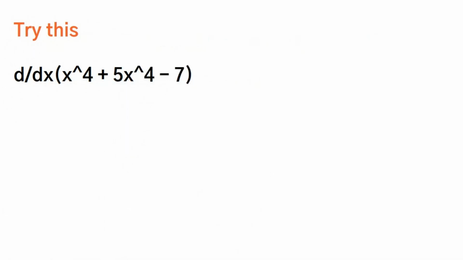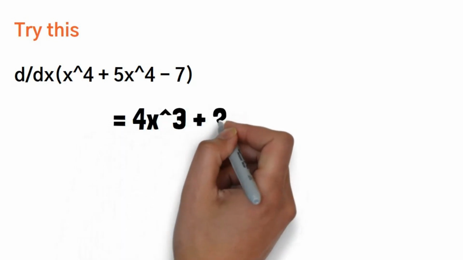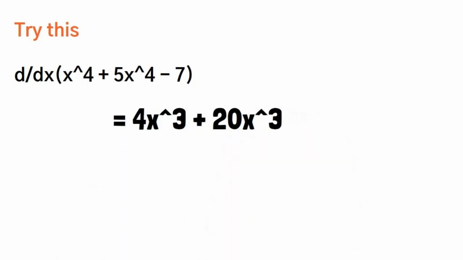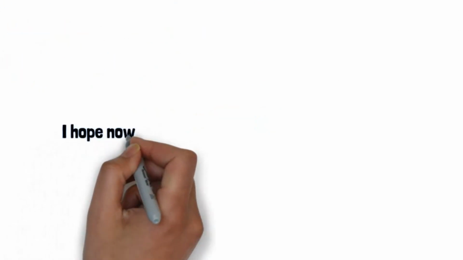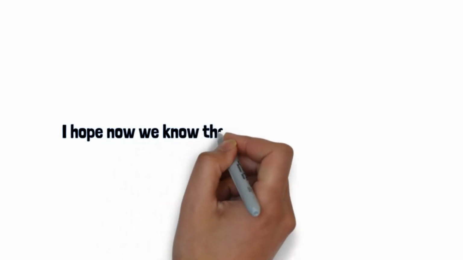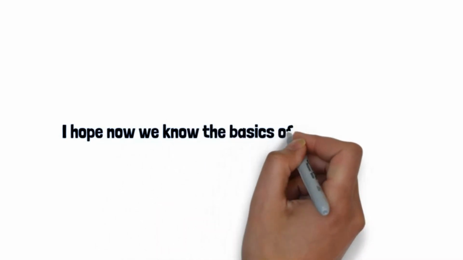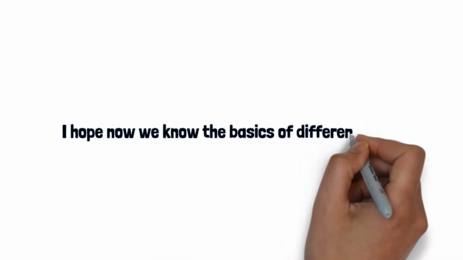On differentiating this, we should have 4x raised to the power 3 plus 20x raised to the power 3. If you don't have that, that is wrong. I hope with that short explanation you have been able to understand the basics of differentiation using the power rule.